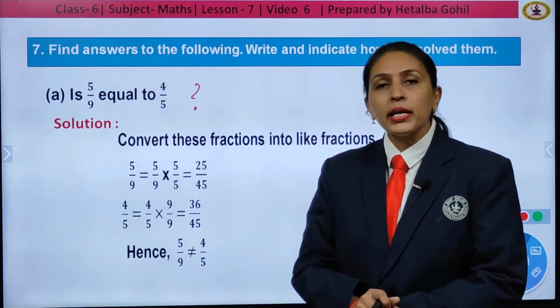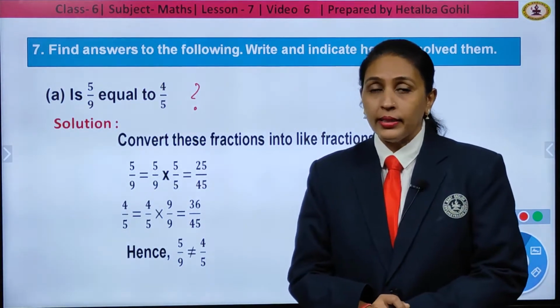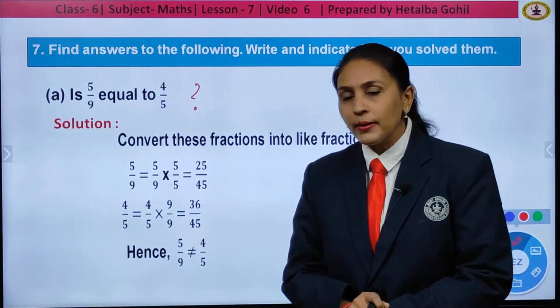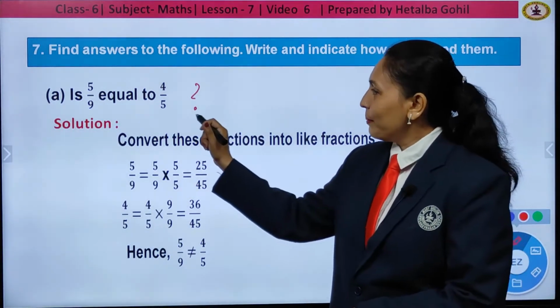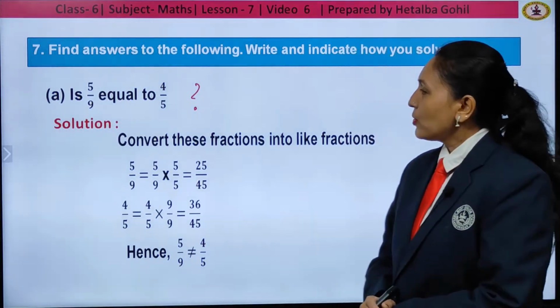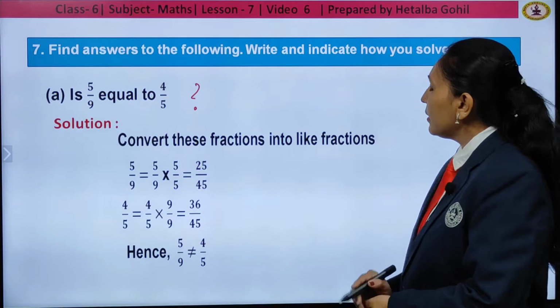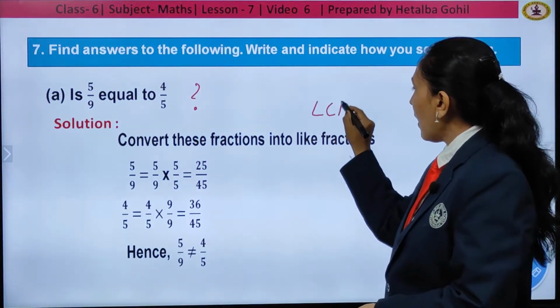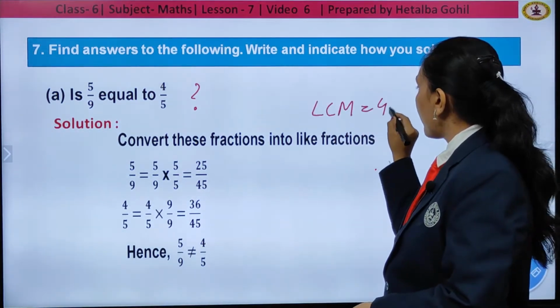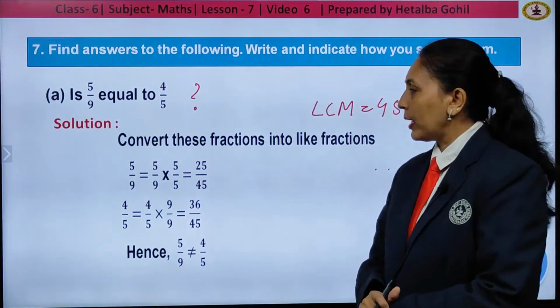But to compare these fractions, children, the denominators are different. That means first what we have to do here? Yes, we have to make the denominators the same by taking their LCM. Okay, so when we take the LCM of 9 and 5, children, we will get our LCM as 45. So let us convert both the fractions with the denominator 45.